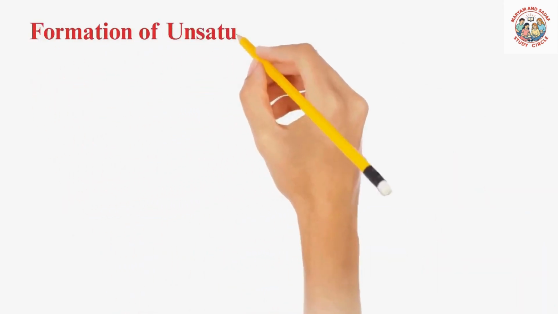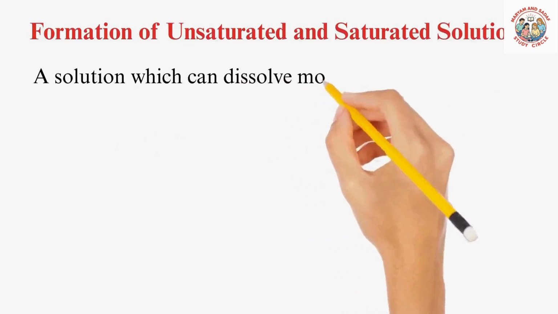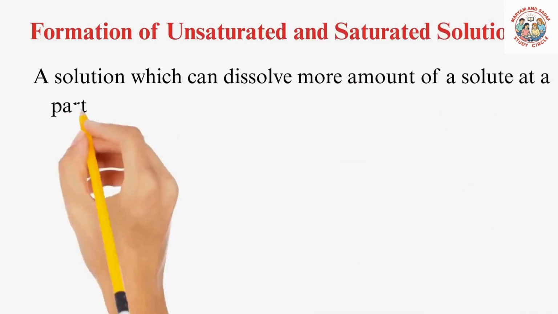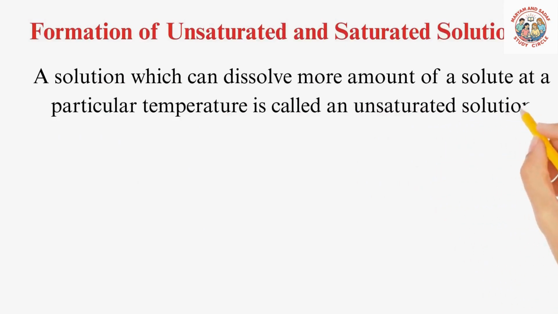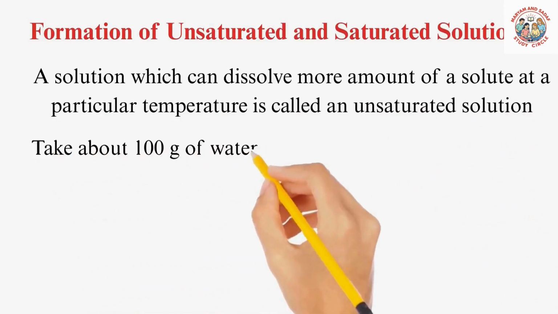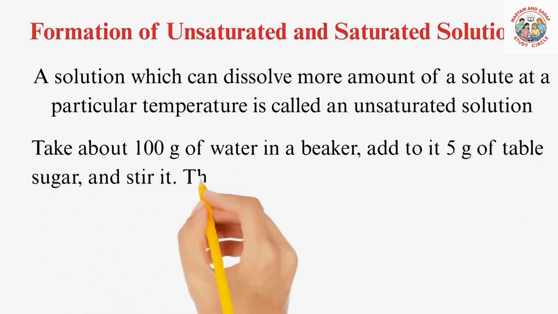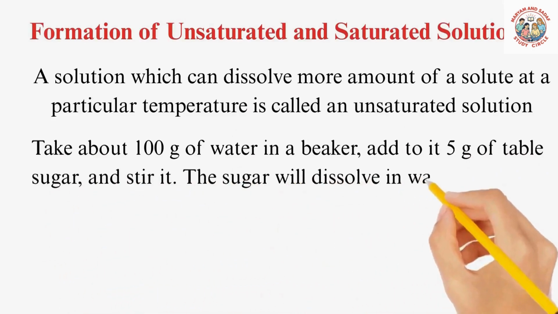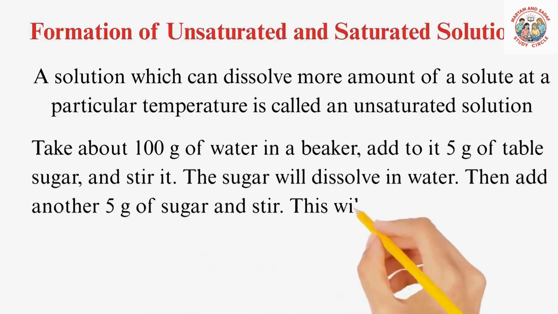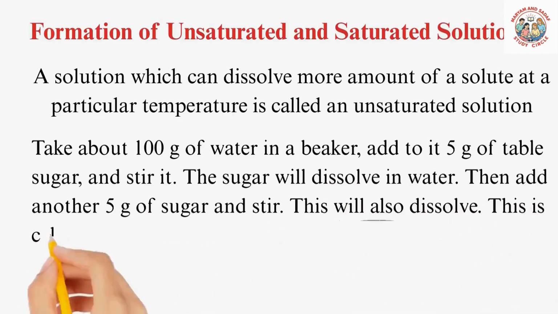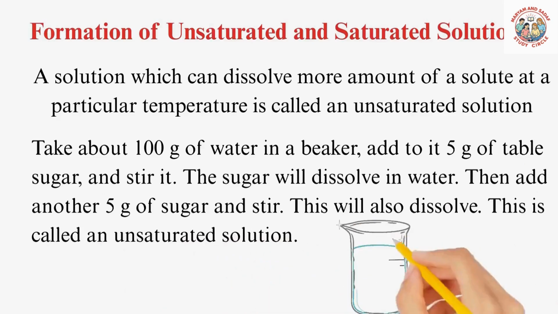Formation of unsaturated and saturated solutions. A solution which can dissolve more amount of a solute at a particular temperature is called an unsaturated solution. Take about 100 grams of water in a beaker, add to it 5 grams of table sugar and stir it. The sugar will dissolve in water, then add another 5 grams of sugar and stir. This will also dissolve. This is called an unsaturated solution.